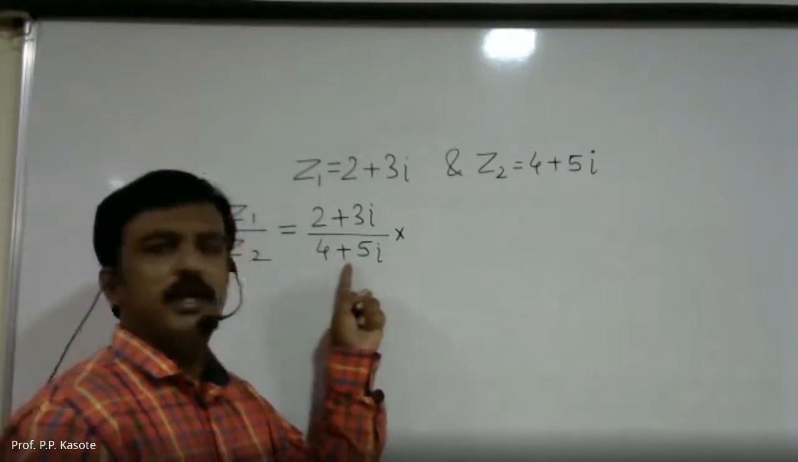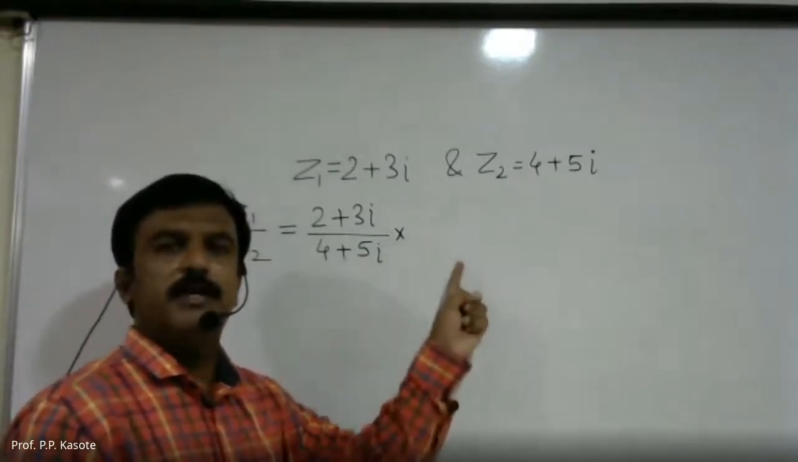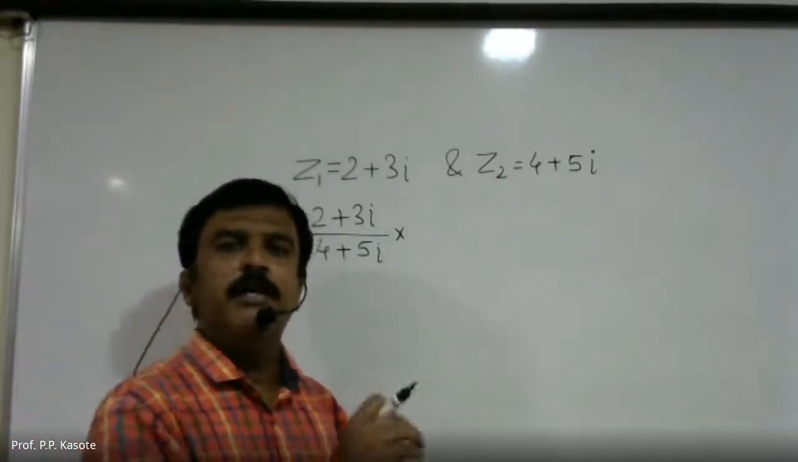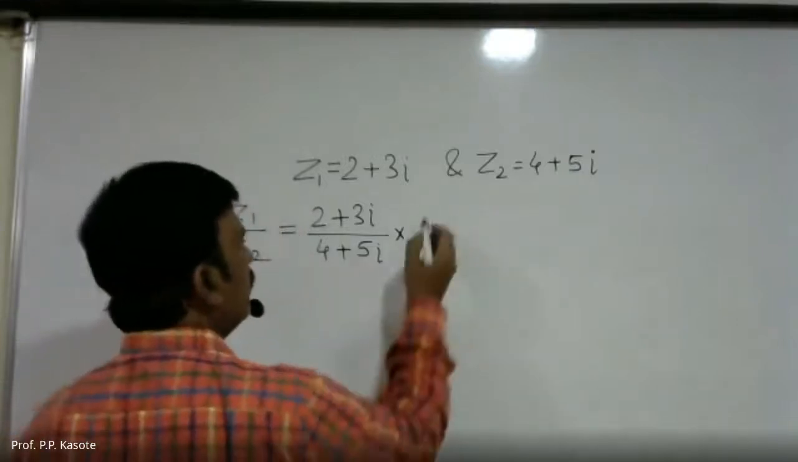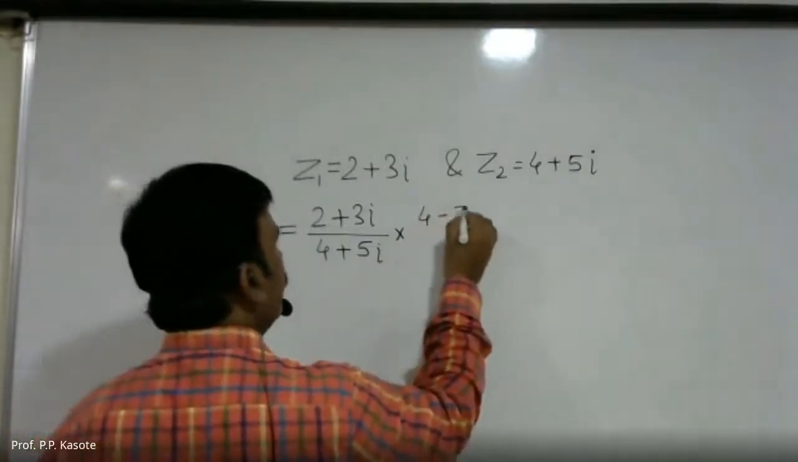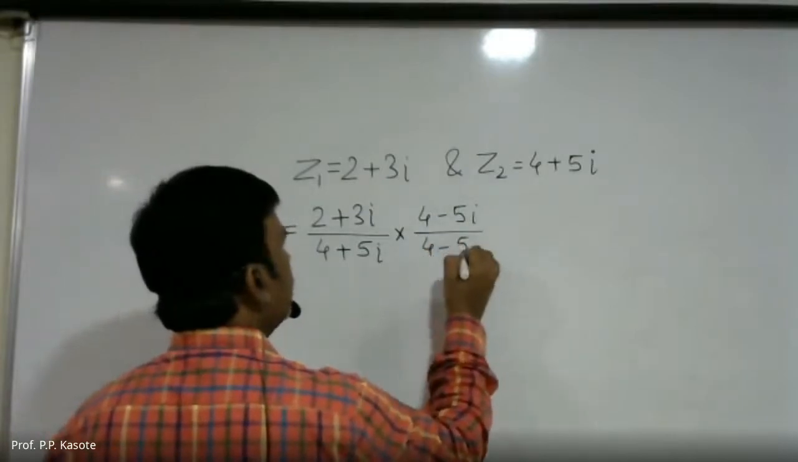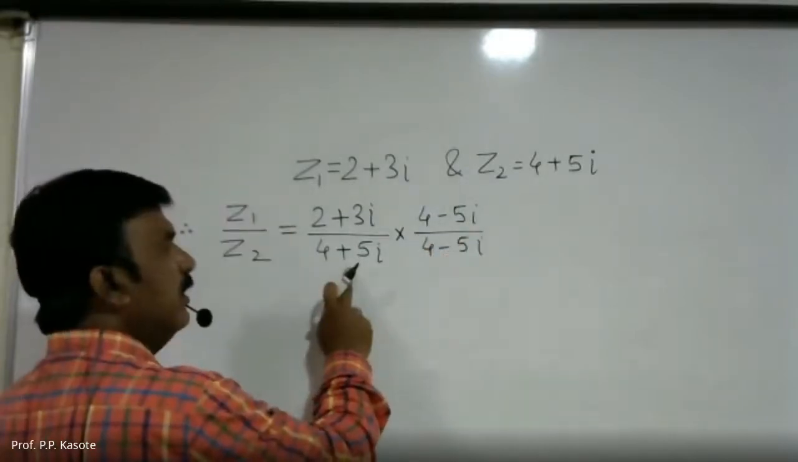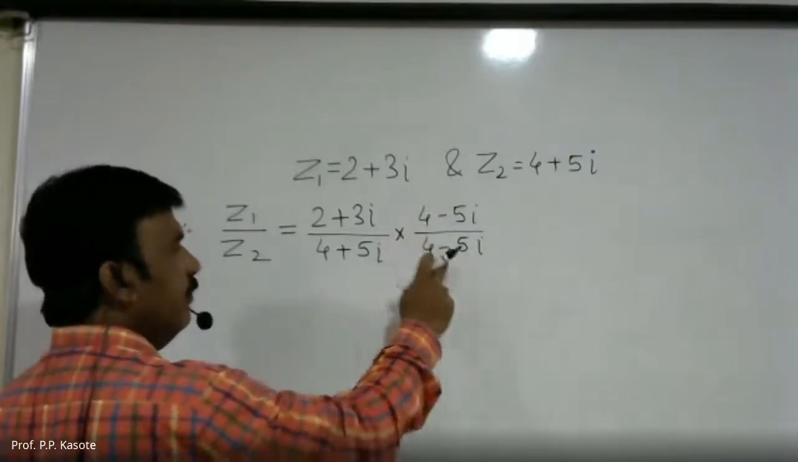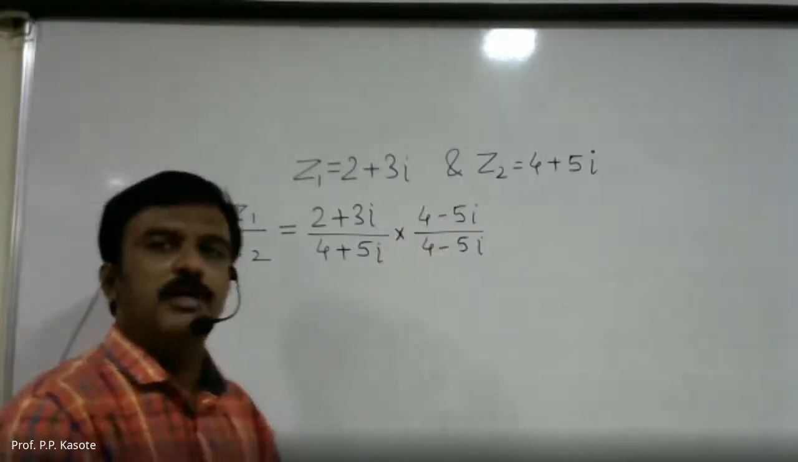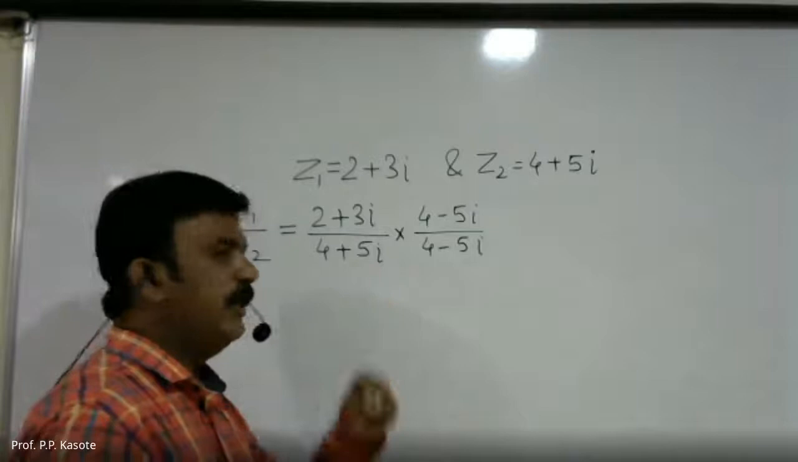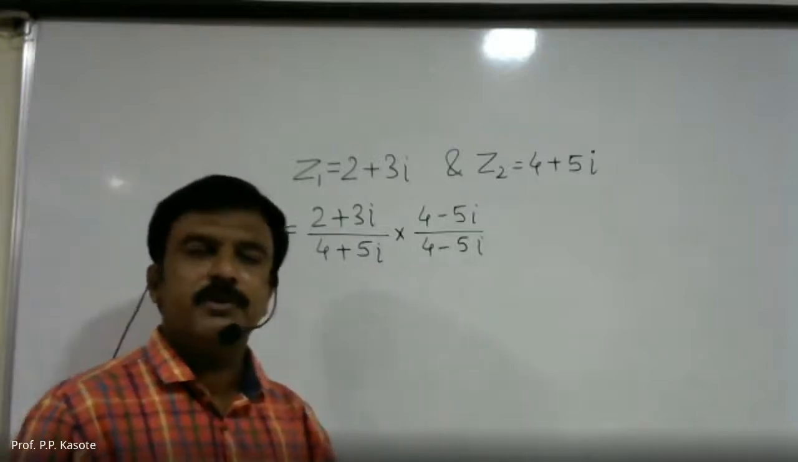Denominator का जो conjugate है उससे न्यूमरेटर को एज वेल एज डिनोमिनेटर को क्या करेंगे हम लोग? मल्टीप्लाई करेंगे. What is the conjugate of the denominator? It is 4 minus 5i upon 4 minus 5i. डिनोमिनेटर का कॉन्जुगेट लिया 4 minus 5i, उससे न्यूमरेटर को मल्टीप्लाई किया एज वेल एज डिनोमिनेटर को मल्टीप्लाई किया. All of you understood the first step?